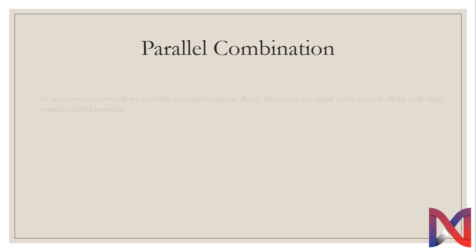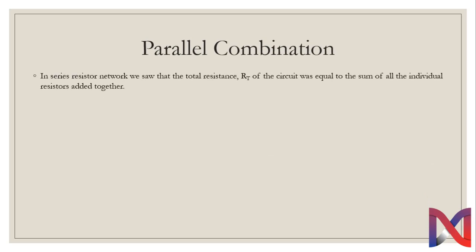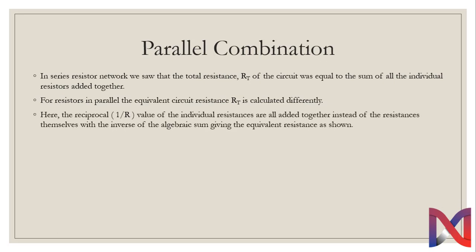Continuing parallel combination, we saw that in a series network the total resistance of the circuit was equal to the sum of individual resistors added together. However, for parallel it's totally different. For resistors connected in parallel, the equivalent resistance RT is calculated by taking the reciprocal, or 1 by R value, of the individual resistances, and then they are all added together instead of the resistances themselves, with the inverse of the algebraic sum giving the equivalent resistance.